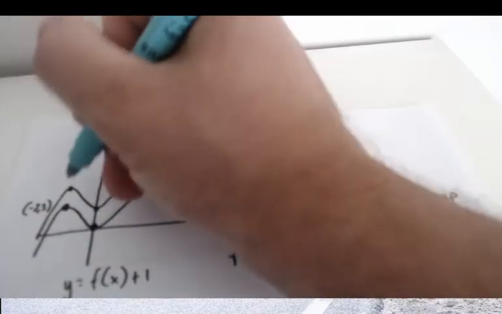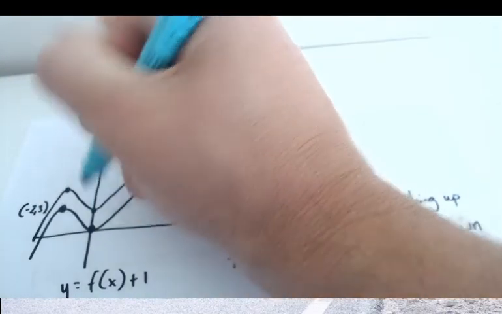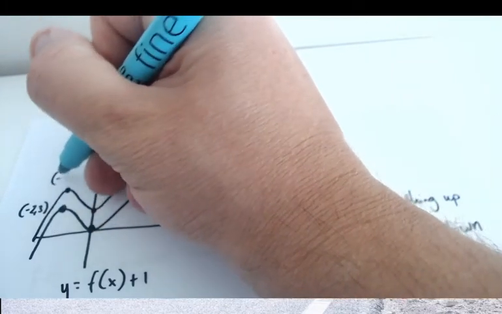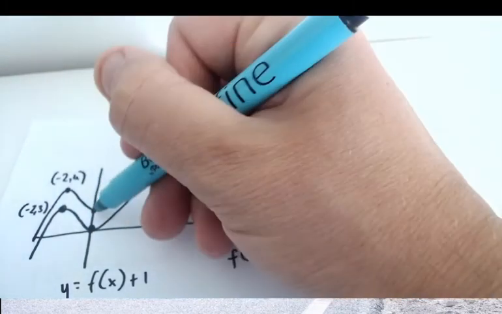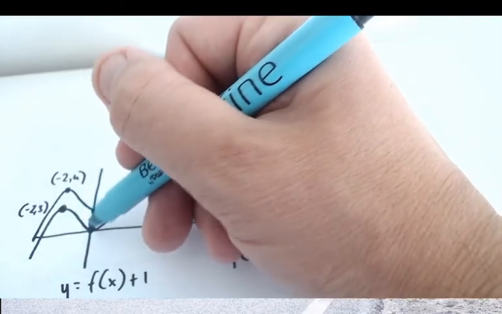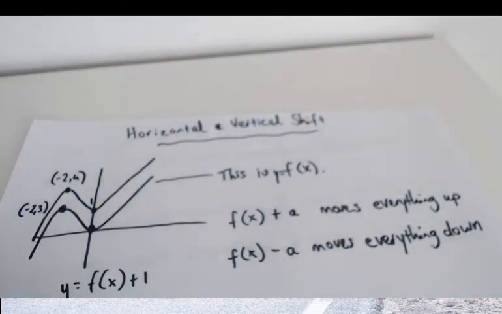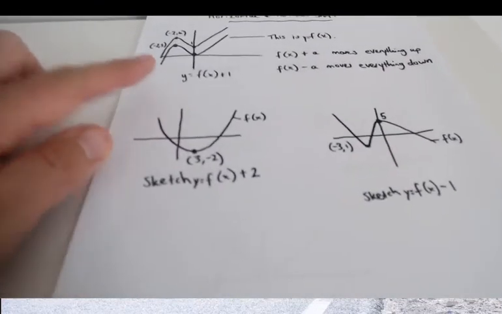Okay, and then you would write in what your new points are. So this was minus 2, 3, so it was 3 up, move it up 1, that would be minus 2, 4. And this point here, well, it was at 0, it's been moved up 1, so that is at the point 0, 1. Right, let's have a look at that in practice.